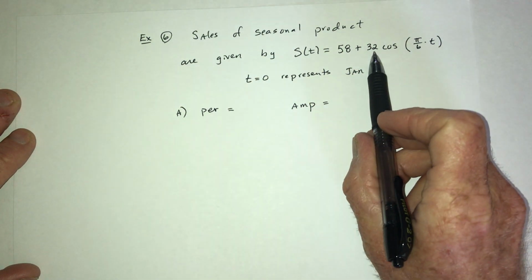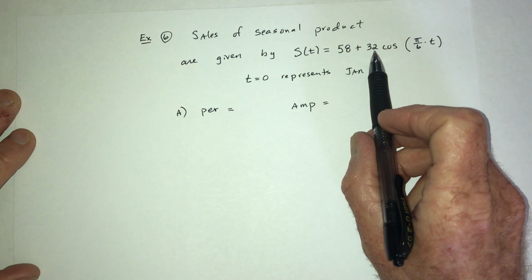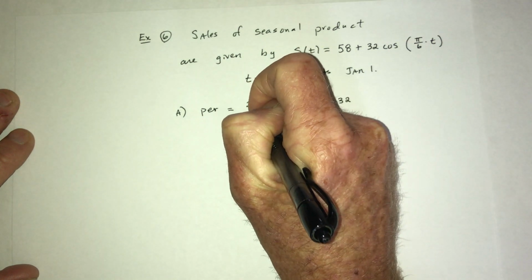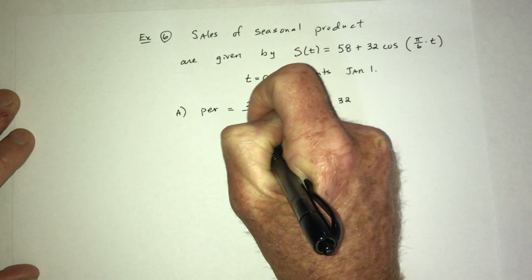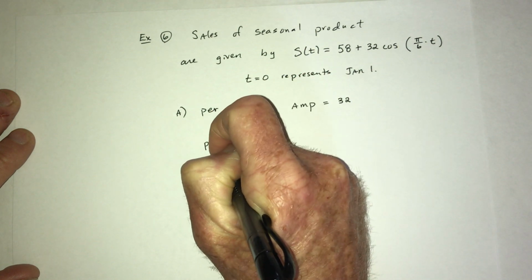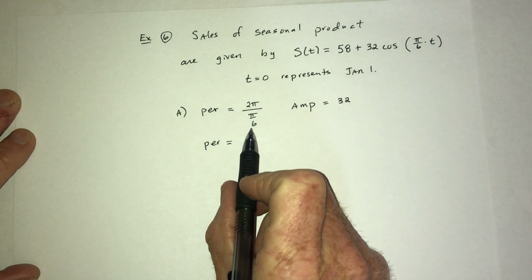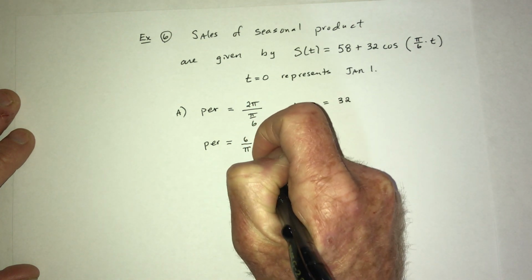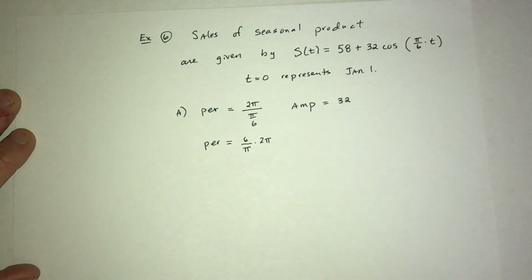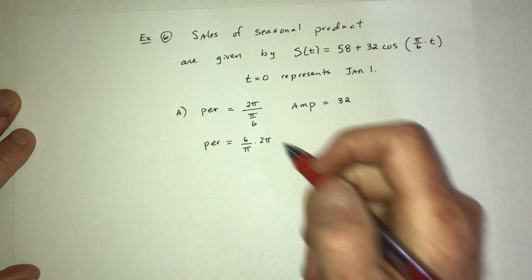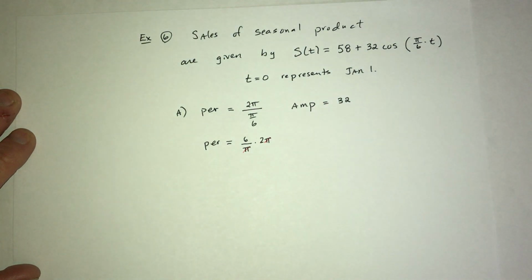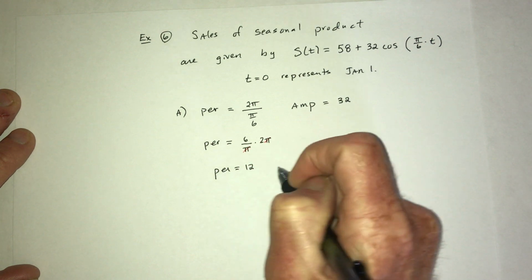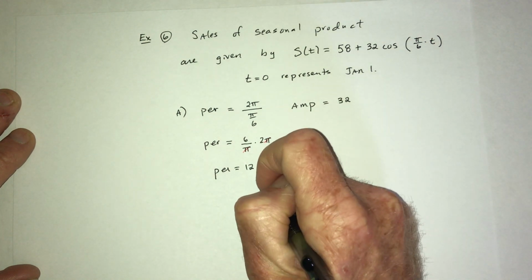So the amplitude, that's the number that's sitting right here and multiplying. So that is 32. The period would be 2 pi divided by pi over 6, which means we need to invert and multiply. So multiply by the reciprocal, 6 over pi. And then, as you can see, thanks to the red pen, the pi's get canceled. So the period is equal to 12, and that is a month, so it's 12 months.